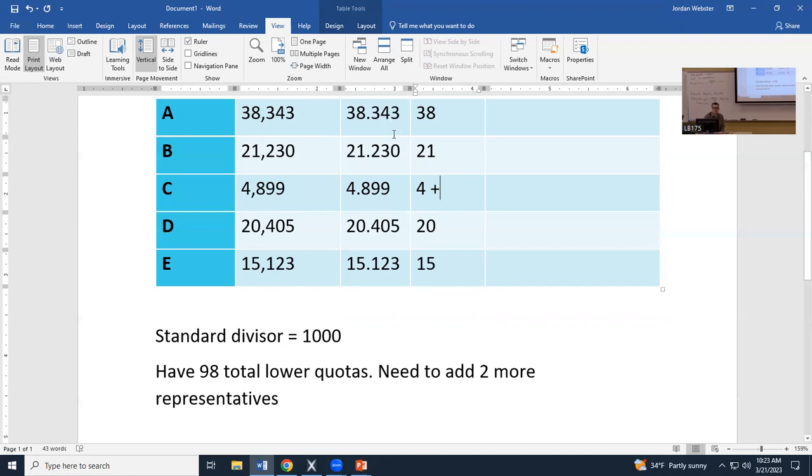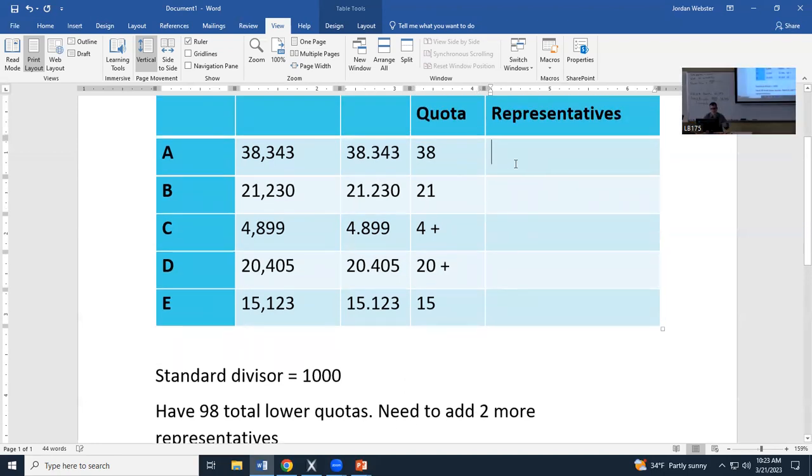What's the next highest decimal that we've lopped off? Well, here's 0.343. Here's 0.230. We already had one there. 0.405 and 0.123. The next highest decimal is the 405, isn't it? So we're going to also add 1 to 20. Now that we've added 2 representatives, Hamilton's method is essentially done. We're going to give A 38 representatives, B 21 representatives, C 5 representatives, D 21 representatives, and E 15 representatives.